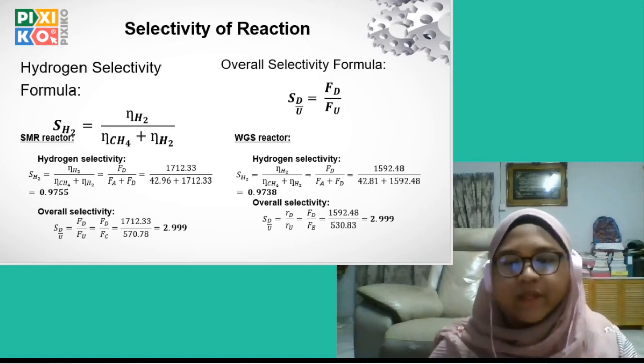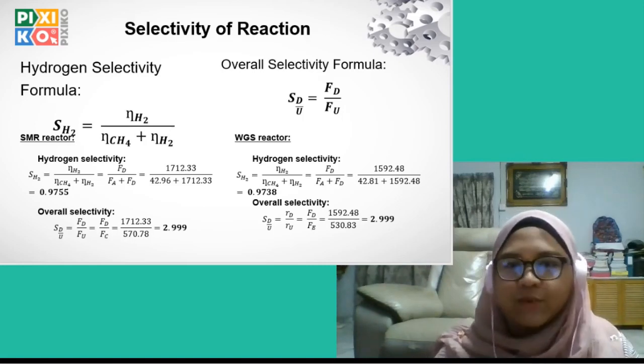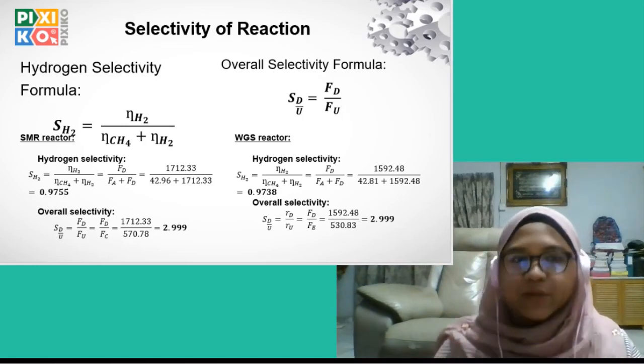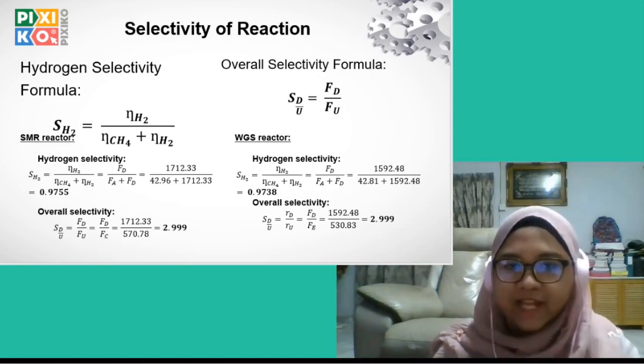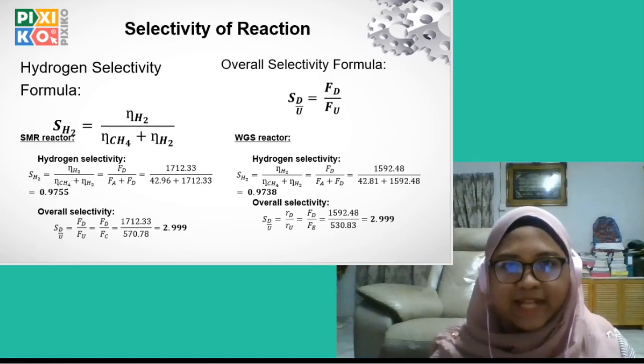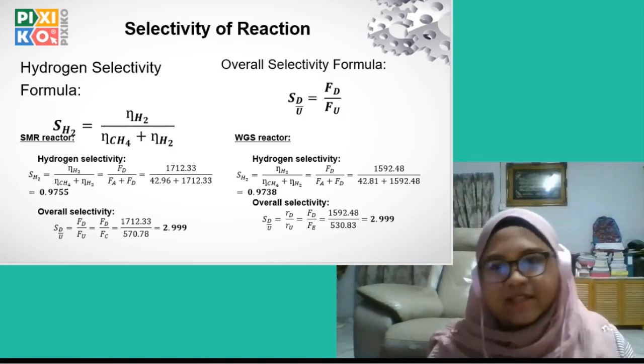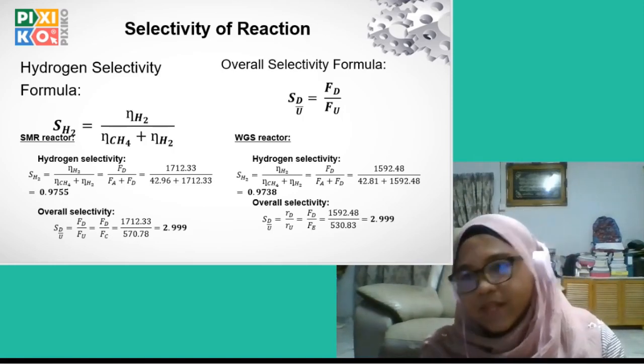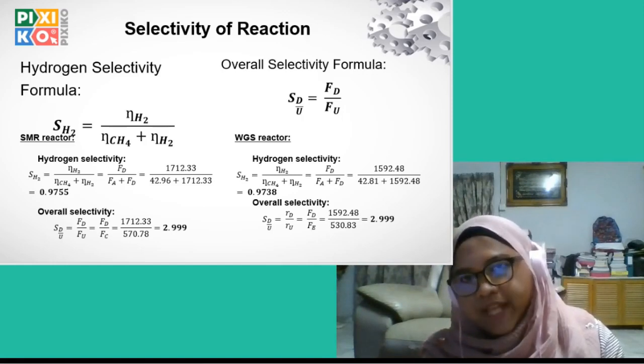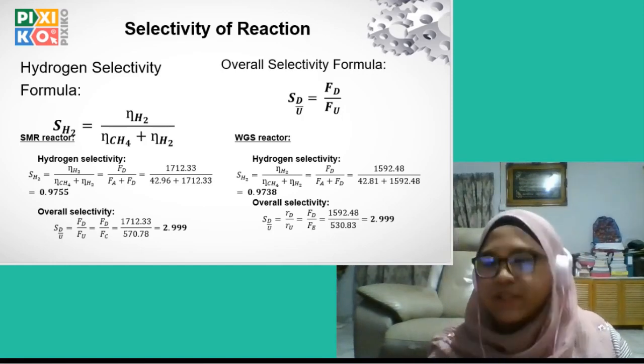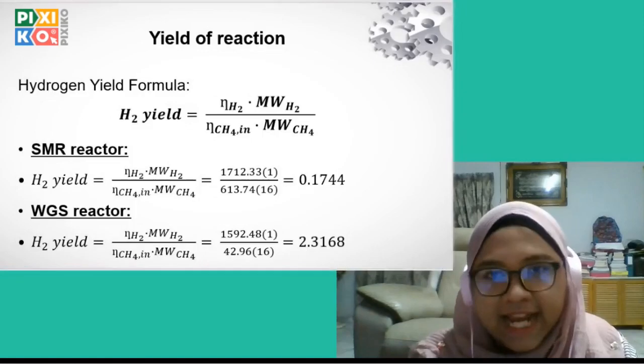we are using. So for the SMR reactor, our hydrogen selectivity is 0.9755 and the overall selectivity is 2.999. For the WGS reactor, the hydrogen selectivity would be 0.9738 and the overall selectivity would be 2.999.